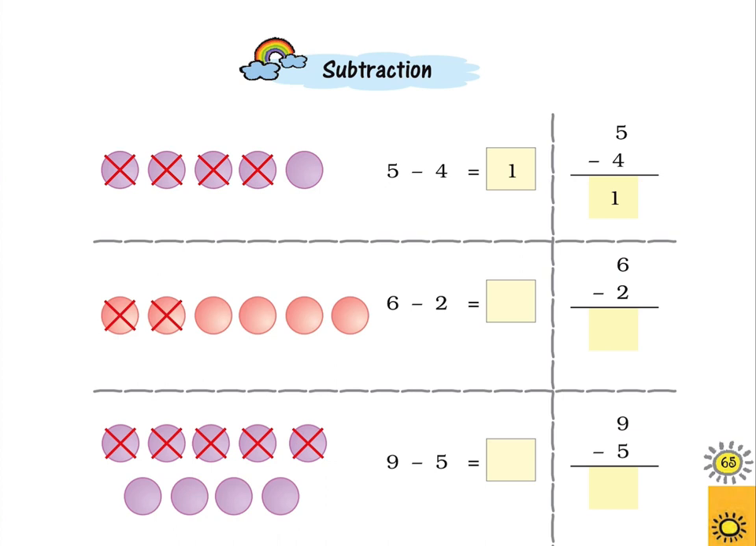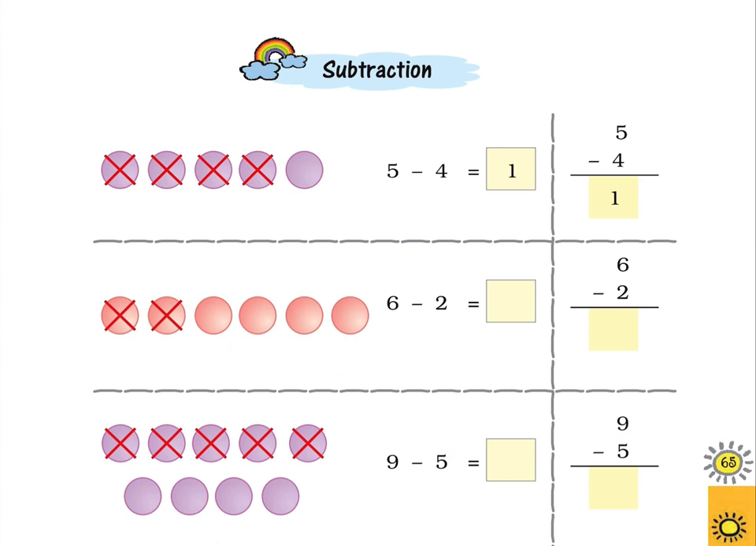The smaller number is written below the bigger number. Minus sign is written on the left-hand side of the smaller number, and a sleeping line is drawn below the smaller number. Answer to subtraction question is to be written below this sleeping line.